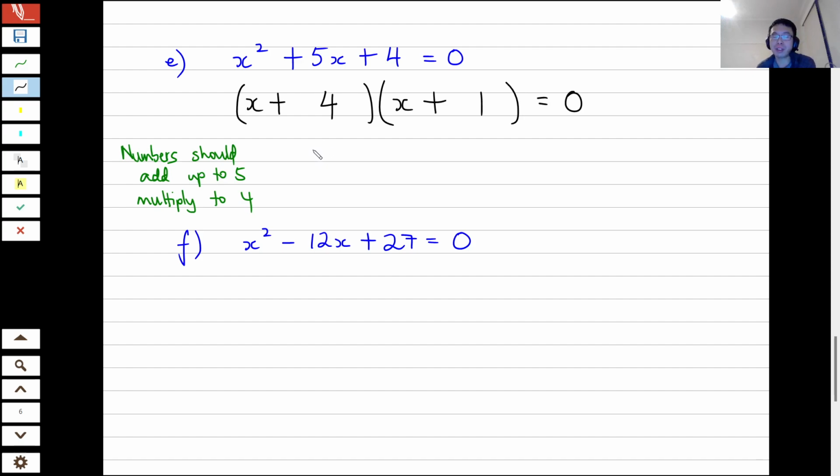And now if I apply the null factor law, the brackets have to be 0. So x plus 4 equals 0, or x plus 1 equals 0, which means x equals negative 4, or x equals negative 1.